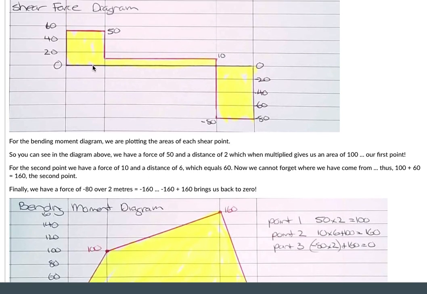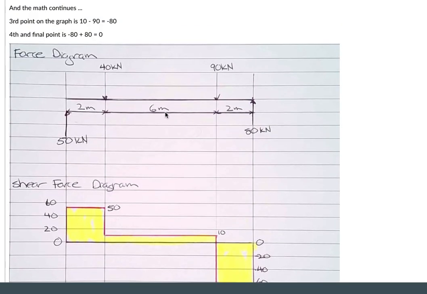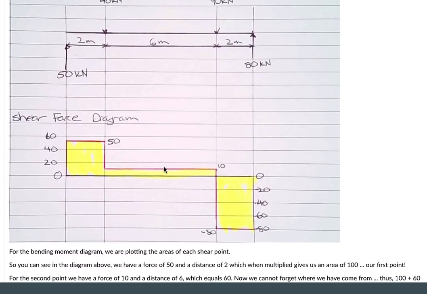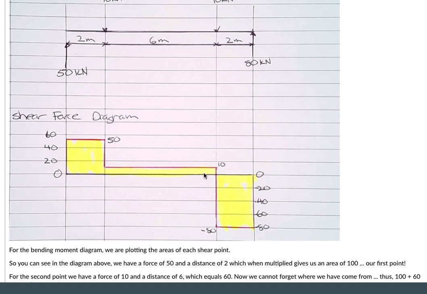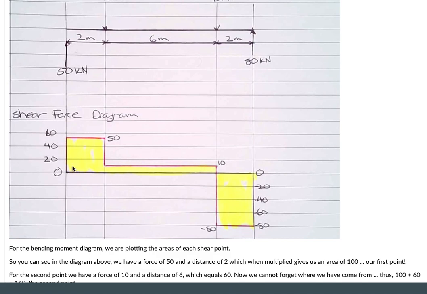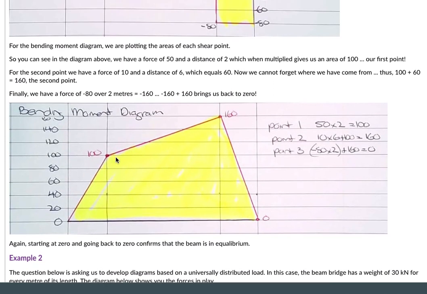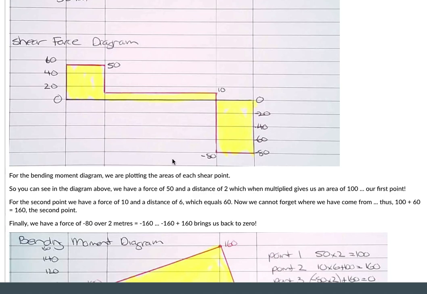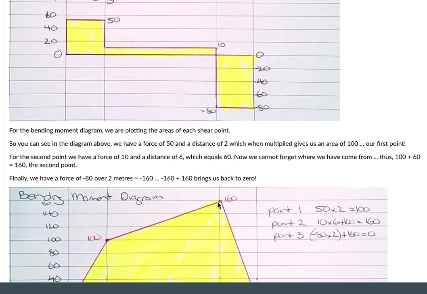Okay, let's have a look at the next area. I've come up 10 and I've gone across 6. So that is going to be 60 across here. However, with this next point, it's traversing the whole diagram, so I can't forget about what I've done here. So what have I got? I've got 100 plus my 60, which gives me my second point at 160.